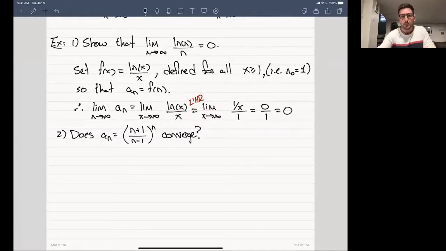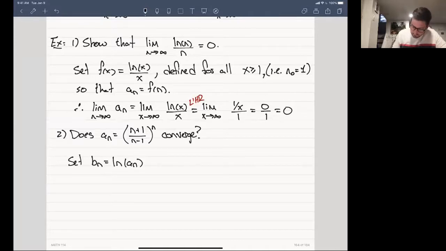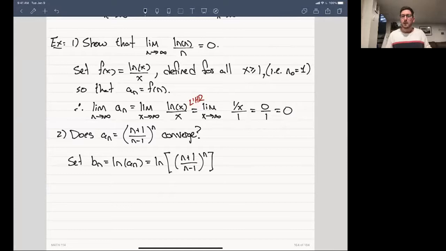Well, here's what we're going to do. First thing, I don't like that exponent of n up top. So I am going to take ln here. So set first bn equal to ln of an, which is ln of (n plus 1 over n minus 1) to the power of n. And the beauty of using a natural logarithm here is that the exponent n comes out. And so I have this now. And so now I can ask myself, what is the limit here?